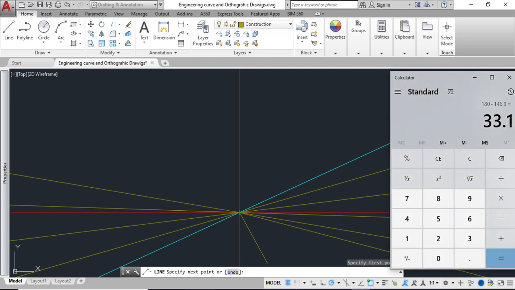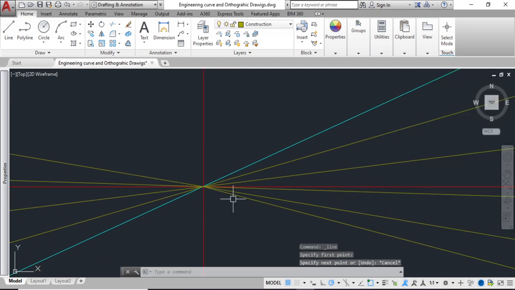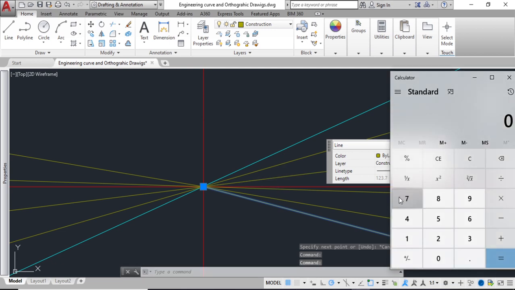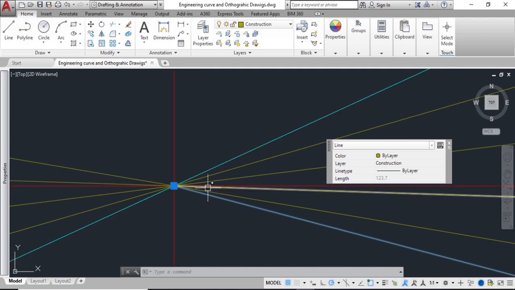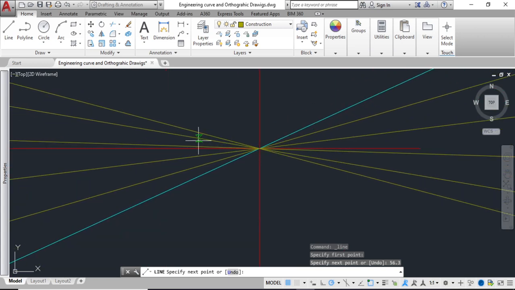So what we needed was, oh, we didn't take the measurement here yet. So the measurement of this one is quick properties, 123.7. So 180 minus 123.7 equals 56.3. So we need to add 56.3. So 56.3, enter. We get that one.